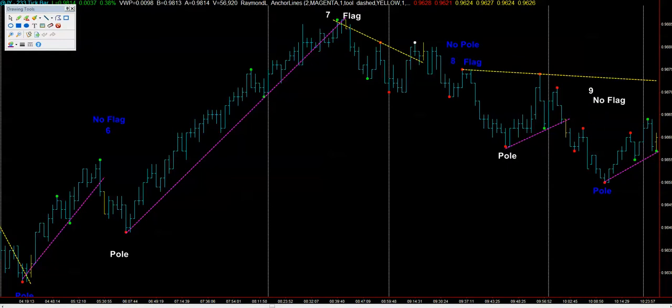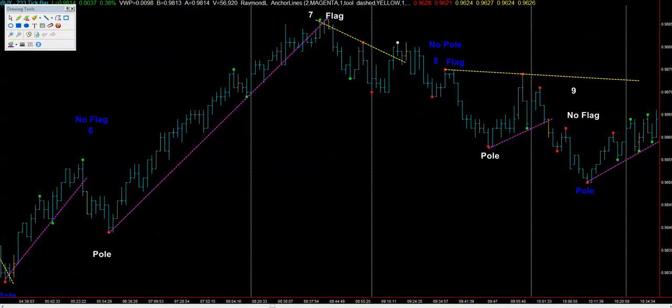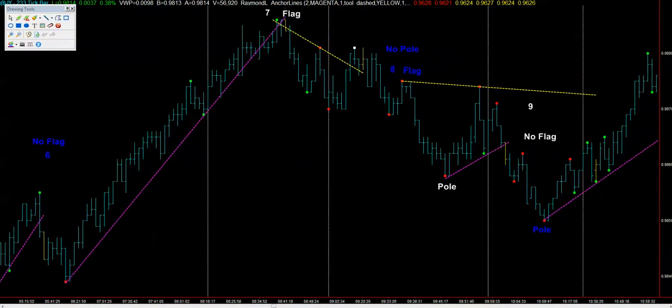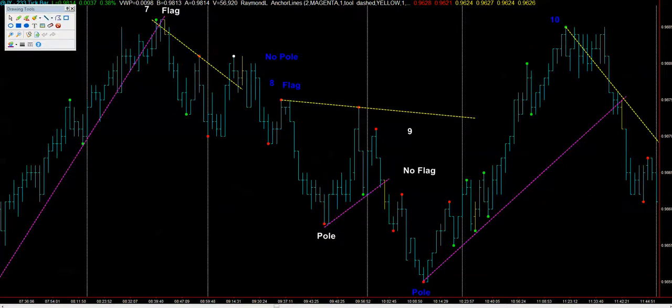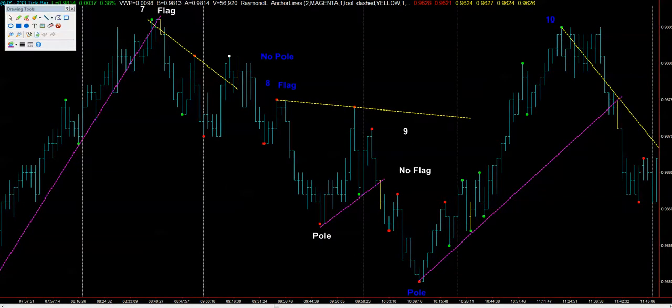So number 9 has no flag. The pole is over here, and the second pole is this one. We use it for number 10. Okay, and number 10, the first trend line is an upward sloping one. We know that already. And the second trend line is downward sloping, which is completed over here. And there it is. There's your downward sloping trend line. That's your flag, number 10, complete and clean. I hope that's clear. Now we'll move to entries.